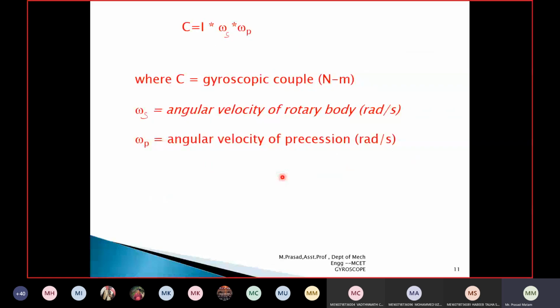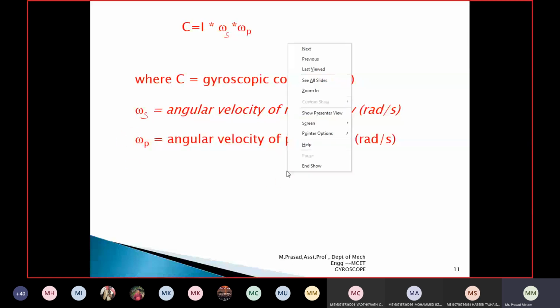So today we have derived the gyroscopic couple. I am revising for 5 minutes what I have done today so far. This is the equation for gyroscopic couple. C equals I into omega S into omega P, where C is the gyroscopic couple whose units are Newton meter. Force in couple is always force into distance. Newton is the force, distance is in meter. Omega S is the angular velocity of the rotary body whose units are radians per second. Omega P is the angular velocity of the precession whose units are again radians per second. This precession is always acting about the y-axis.